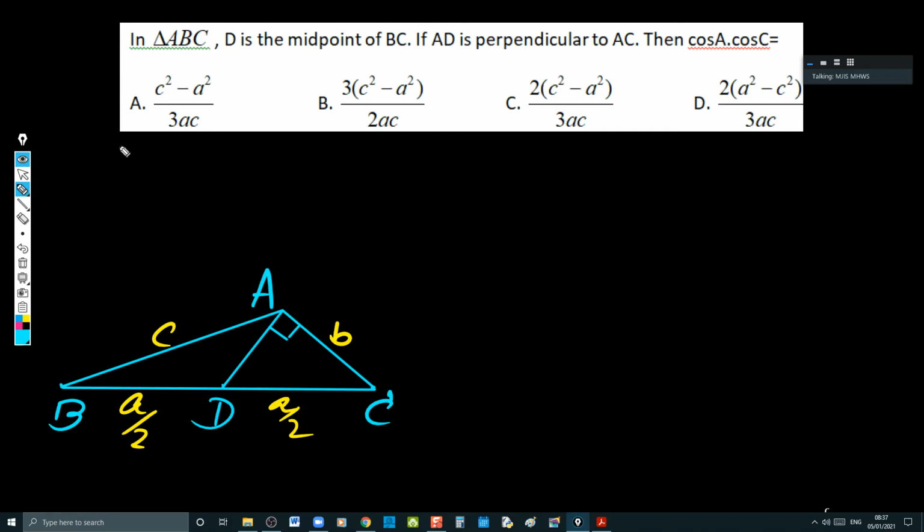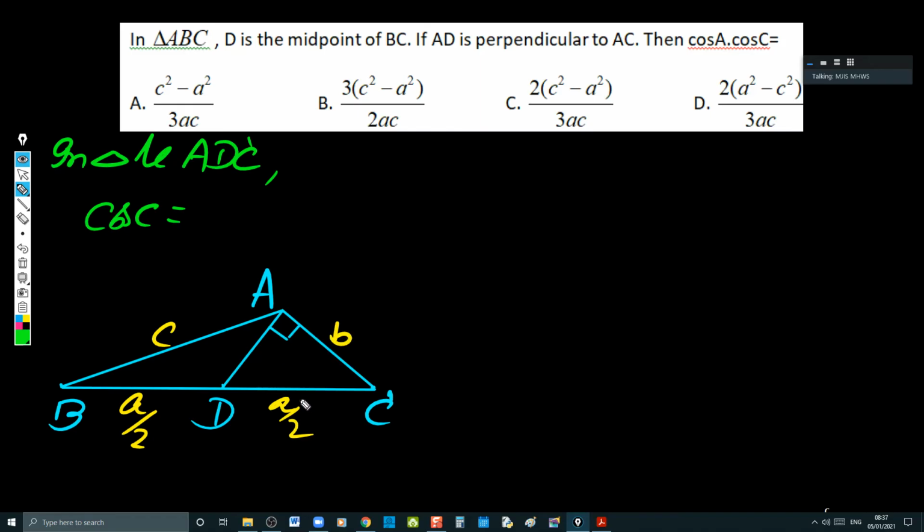Now, in triangle ACD or ADC, because I need cos C here. I am writing cos C because it's a right angle triangle, it is comfortable for us.